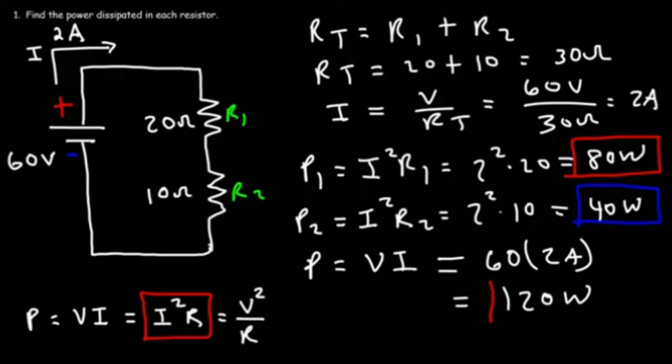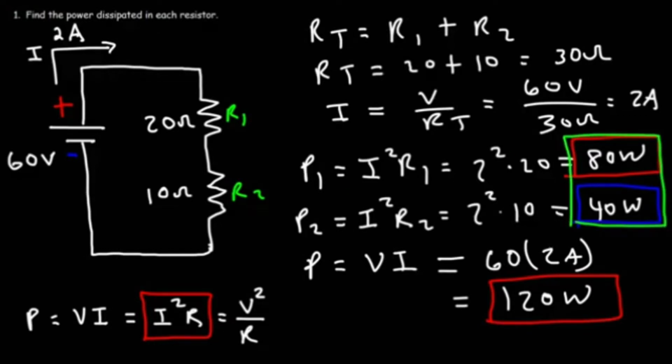Notice that the power delivered by the battery is equal to the sum of the power dissipated by the two resistors. This is in line with the law of conservation of energy. The energy that the battery delivers to the circuit should equal what the elements in the circuit are consuming. So the two resistors are using up 120 watts, the battery is delivering 120 watts, and those two values should be the same. If not, something is wrong.